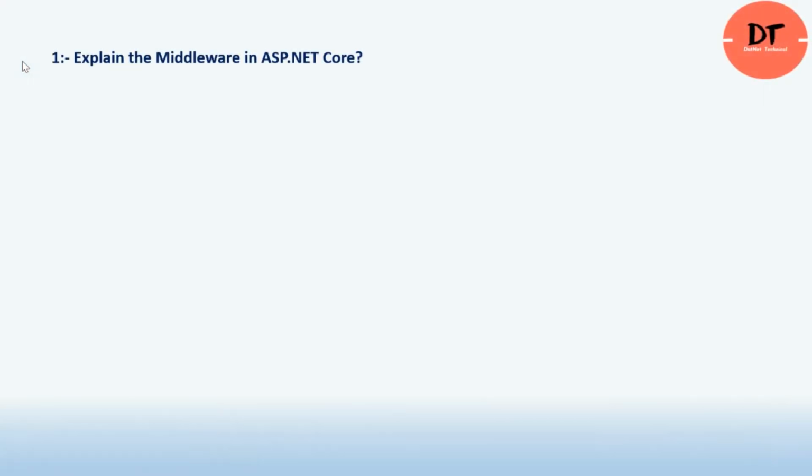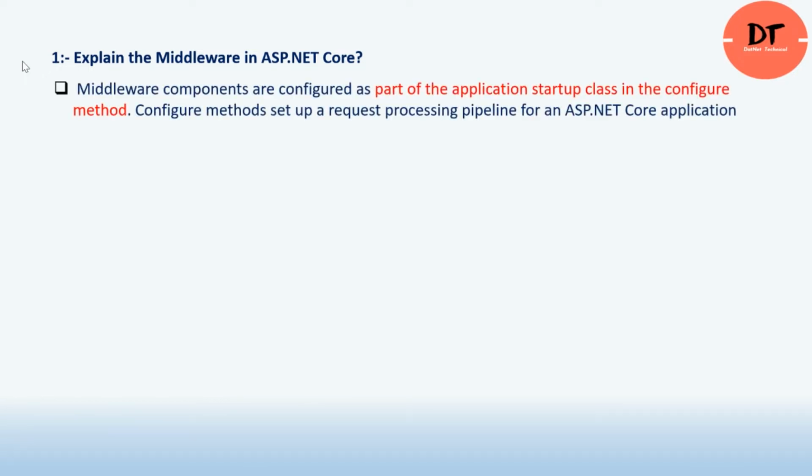The first one, explain the middleware in ASP.NET Core. Middleware is nothing but a piece of code that handles each HTTP request and response. Middleware is used for a specific purpose. For example, one middleware is used for authentication and authorization, another middleware is used for error handling, and another middleware is used for static files such as JavaScript files, CSS files, or images, etc. Middleware can be built in as part of the .NET Core framework or can be custom middleware.